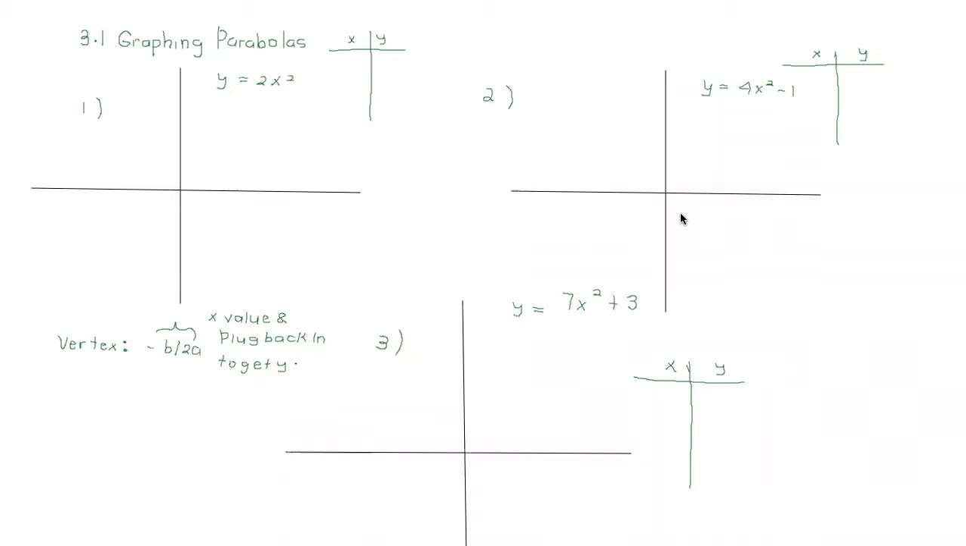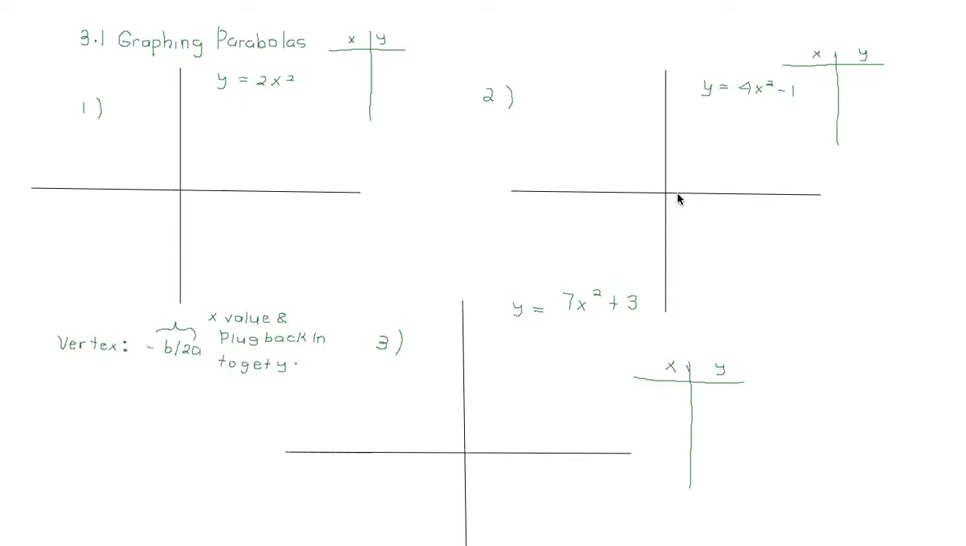Hi guys, so today's lesson is lesson 3.1, graphing parabolas. And the key concept for graphing parabolas is to know the equation of a vertex, which is negative b over 2a. By doing negative b over 2a for the standard form of a quadratic equation, we would get our x value of the vertex. And once we get the x value, we can plug that into our original quadratic to get the y value, and that would complete our vertex.